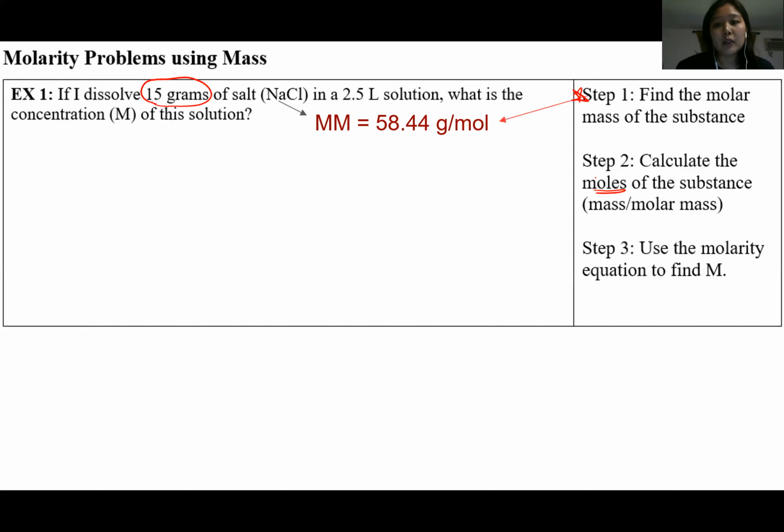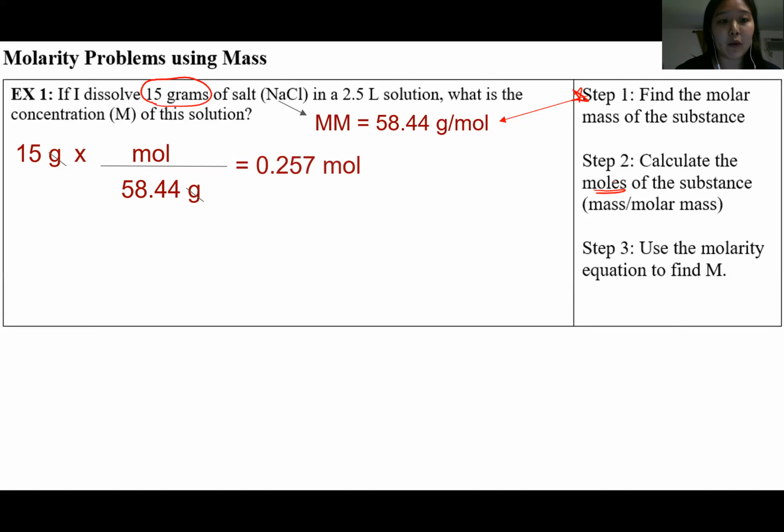So once you find the molar mass of the substance, the next step is to calculate the moles of the substance. You take the grams given, 15 grams, and divide by the molar mass, right? 15 grams divided by 58.44 grams per mole is 0.257 moles. All right, so that's step two.